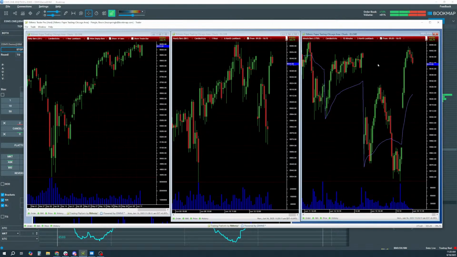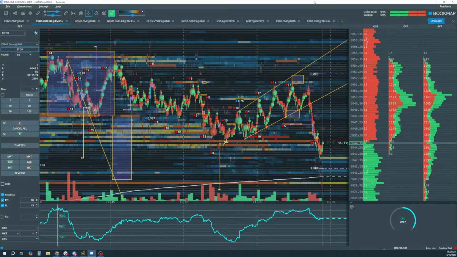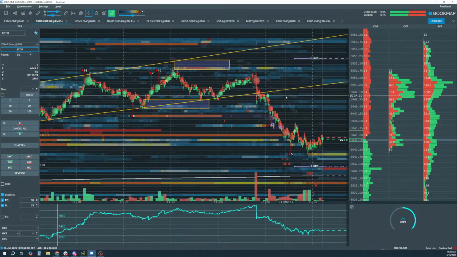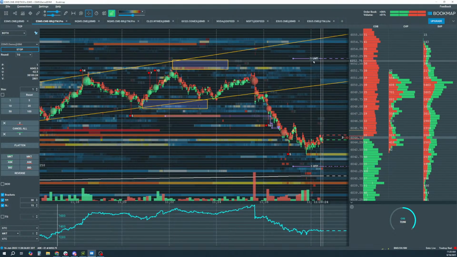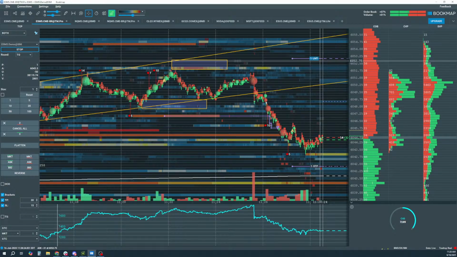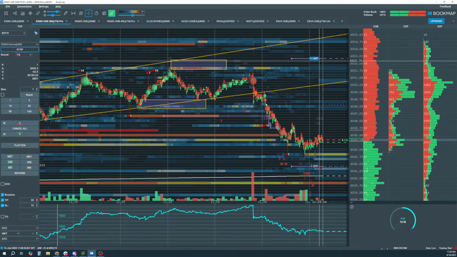Let's take a look at that again here. Okay, so we did break it here, right? Slightly broke it here. Now I'd look for some buyers to come back in and try to trade it back into the middle of the range in here. Maybe up to like 48 here. 48.5.